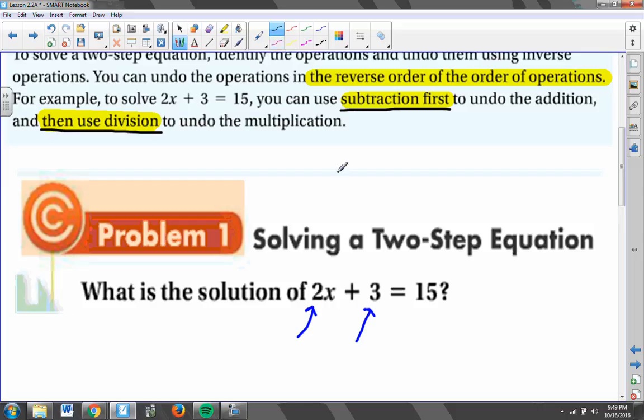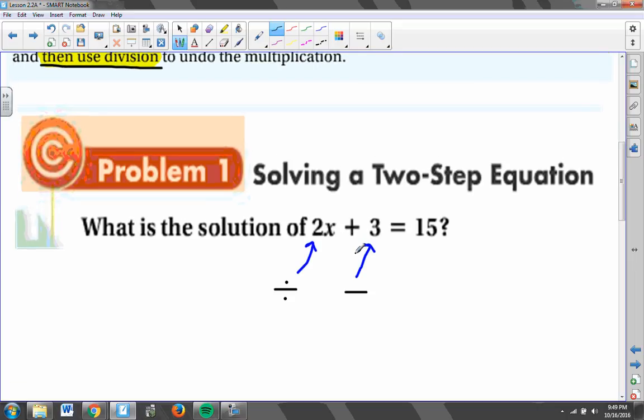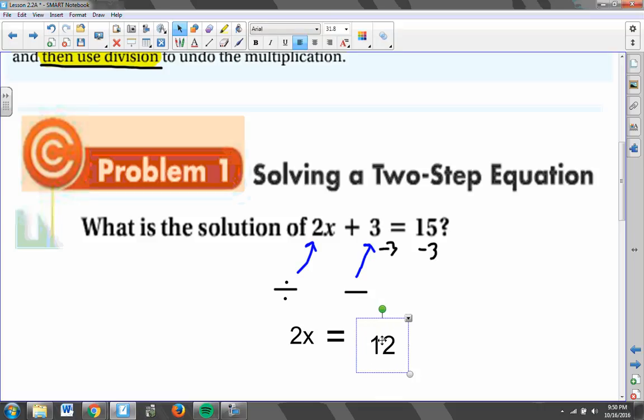So I need to undo both of those operations, undo the addition with subtraction, and undo the multiplication with division. And as I just mentioned above, we're going to undo the subtraction first. So the first thing that I'm going to do is I'm going to minus 3 from both sides of this equation. Minus 3 and minus 3, which will leave me on the left side of my equal sign with just a 2x. And on the right side of my equal sign, I'll have 15 minus 3 on that side as well, which will equal 12. So my equation now says 2x equals 12 after I undo that addition that was happening to my x variable.